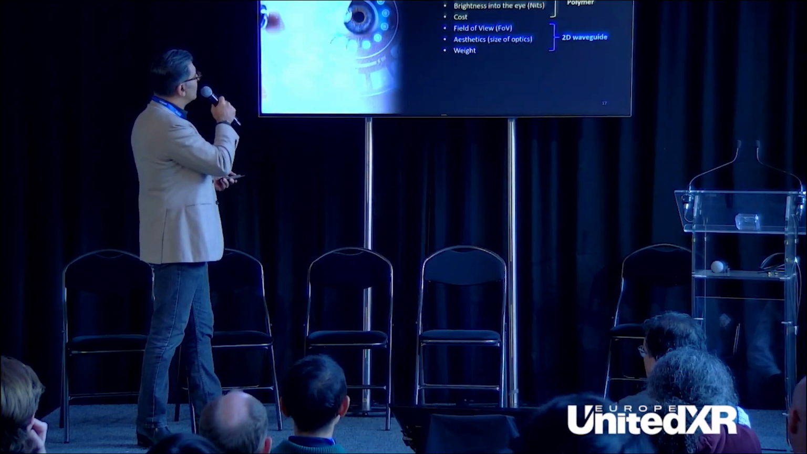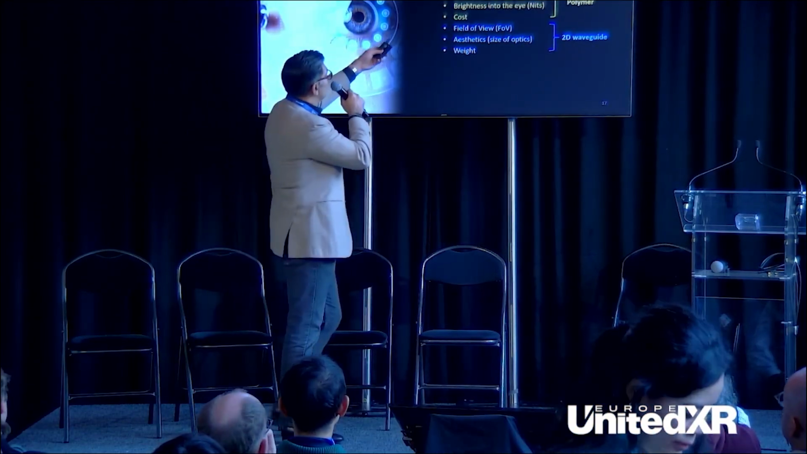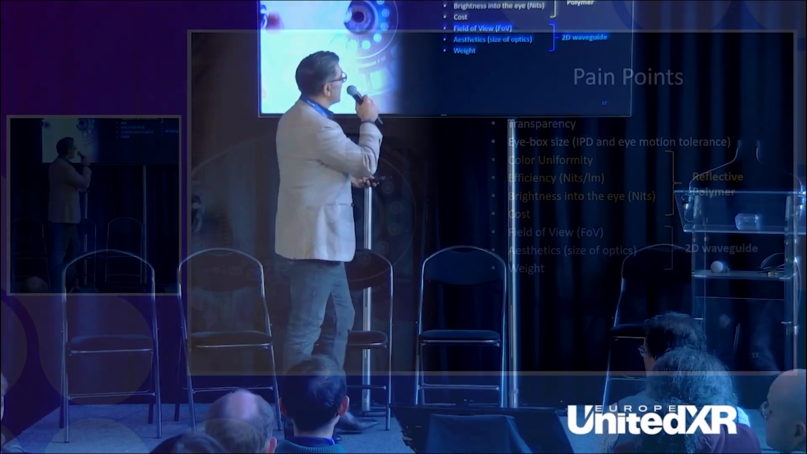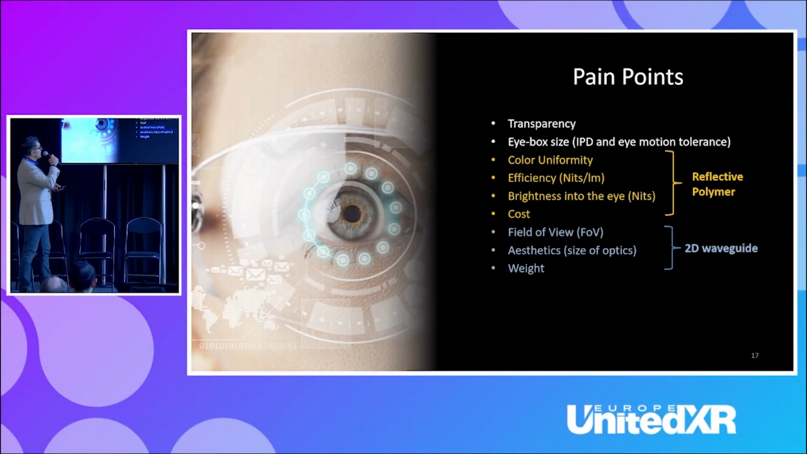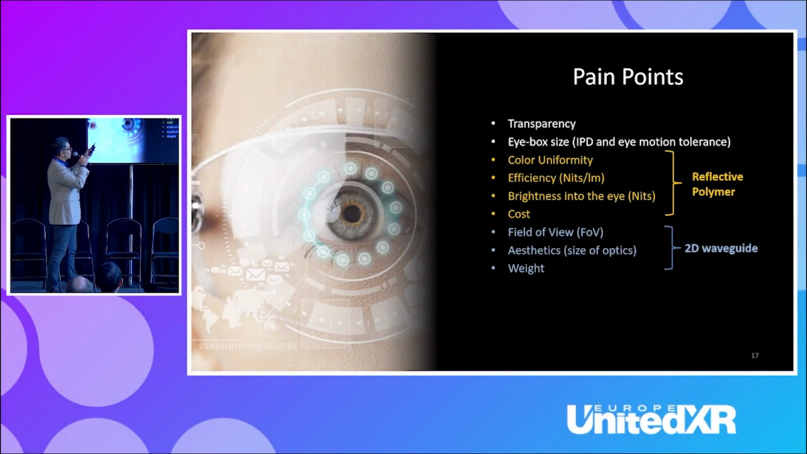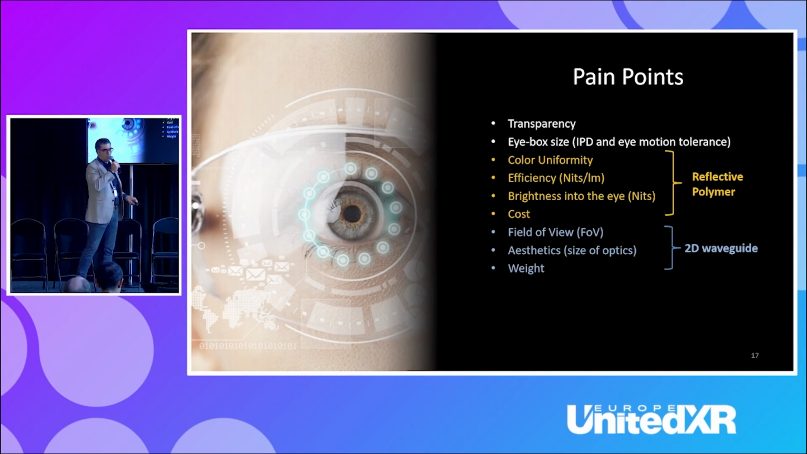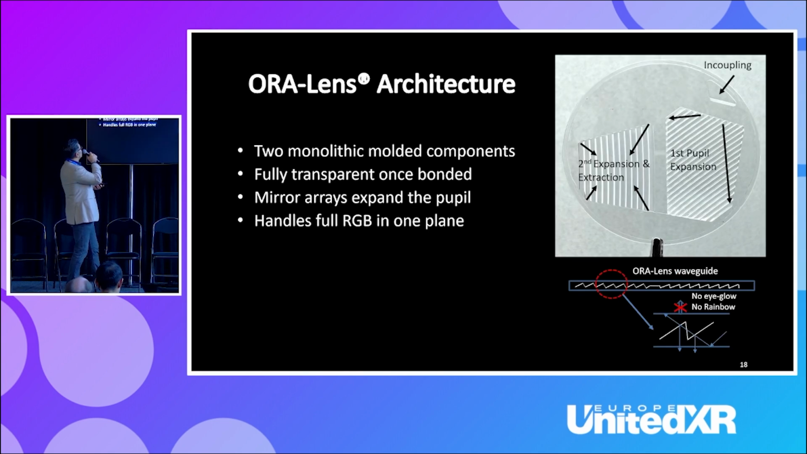Okay, and so yes, these reflective polymer waveguides solve a lot of these pain points: color uniformity, efficiency, brightness into the eye, cost, and of course the 2D solves these. So what's left? It's transparency and eye box, and all the waveguide technologies are pretty much the same there. So there's no magic formula there, but we think that the reflective polymer waveguide solves some of these really key pain points, okay? And in terms of the Aura lens architecture, how does it work?